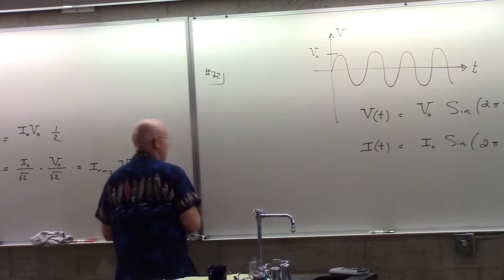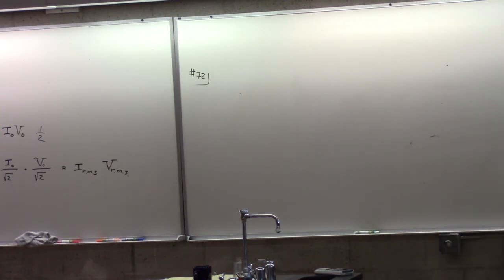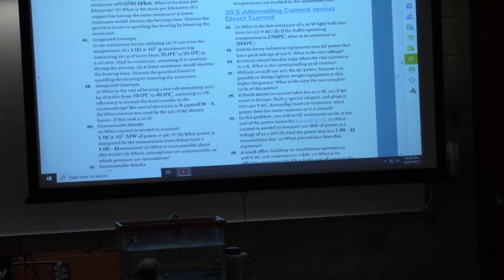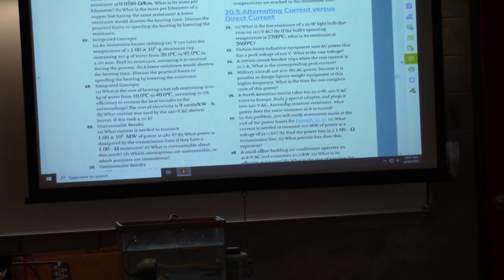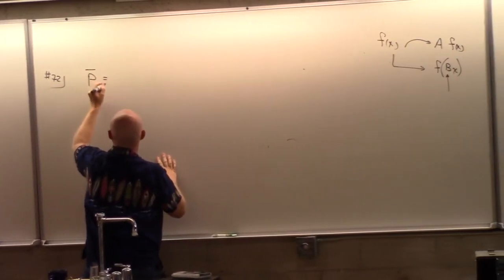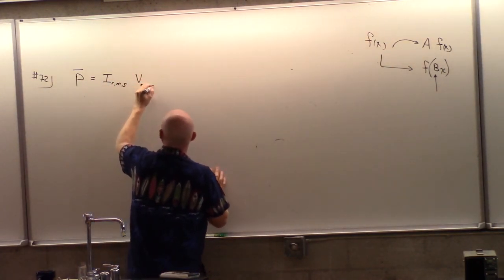And let's see if we can do number 72 at least and see where that gets us. And so 72 says, what is the hot resistance of a 25 watt light bulb that runs on 120 volts AC? Ooh. Now, if I run this on 120 volts, let's come over here and I'm going to say that, okay, so here is my average power. It is equivalent to the RMS times the RMS.